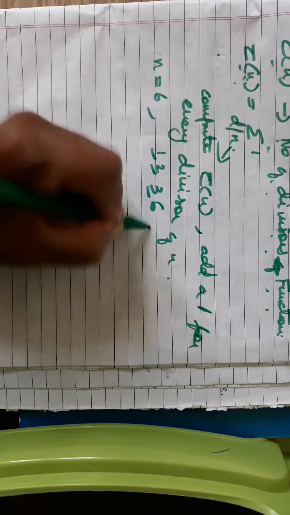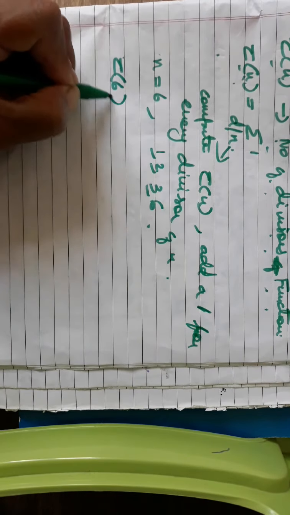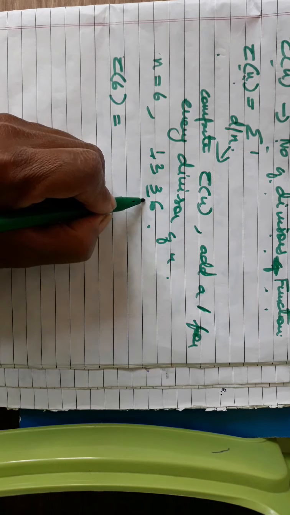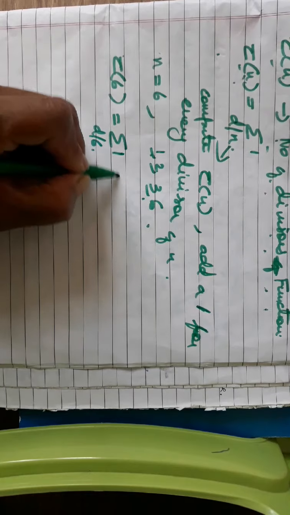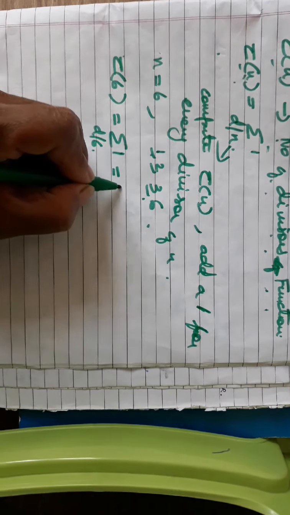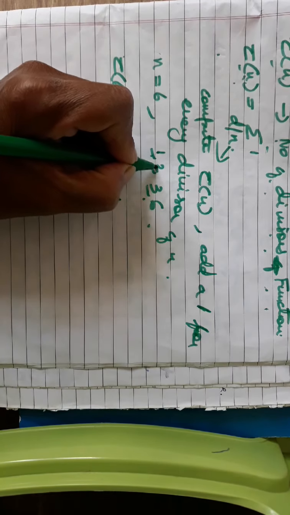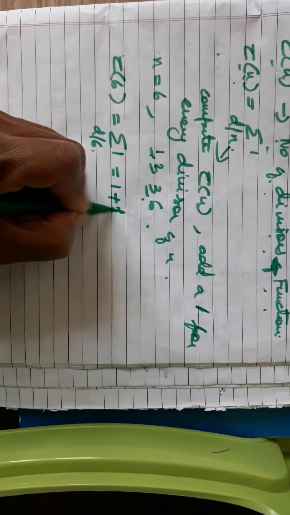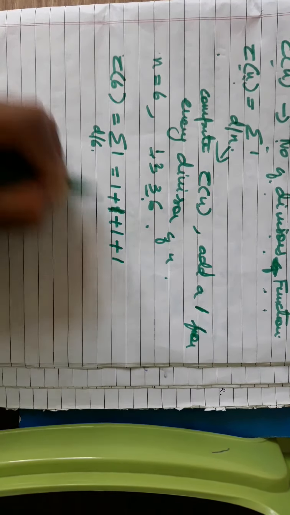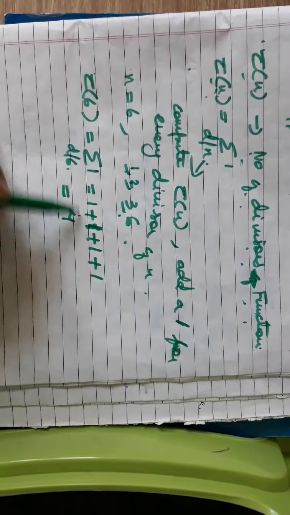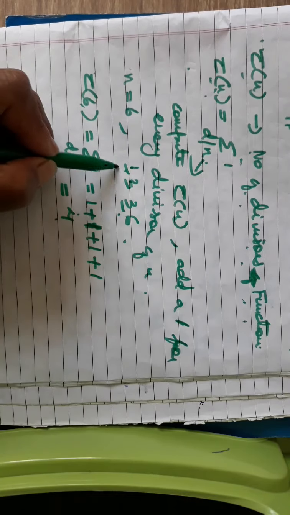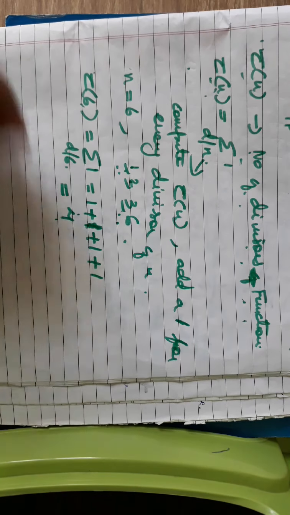And what is tau of 6 here? We add 1 for every divisor. So it is the summation of 1, where d runs over the divisors of 6. We add 1 for divisor 1, and then 1 for divisor 2. So 1 plus 1 plus 1 plus 1 is equal to 4. So tau of 6 gives you 4. Therefore the number of divisors of 6 is equal to 4, obtained by adding 1 for every divisor of 6.